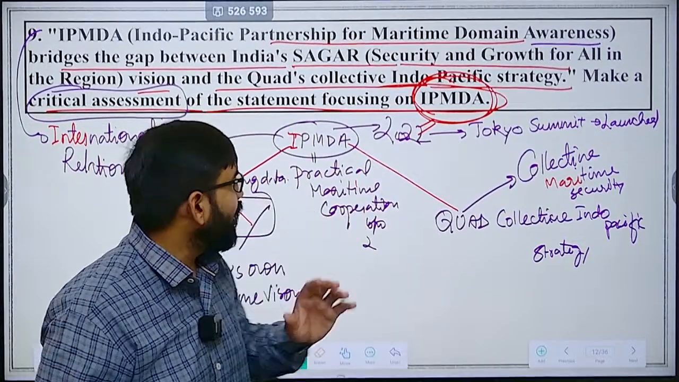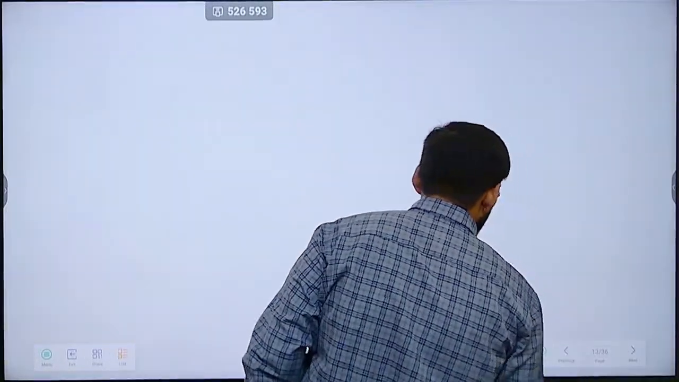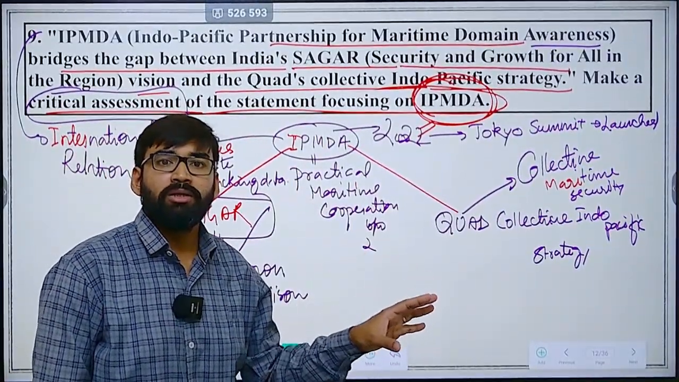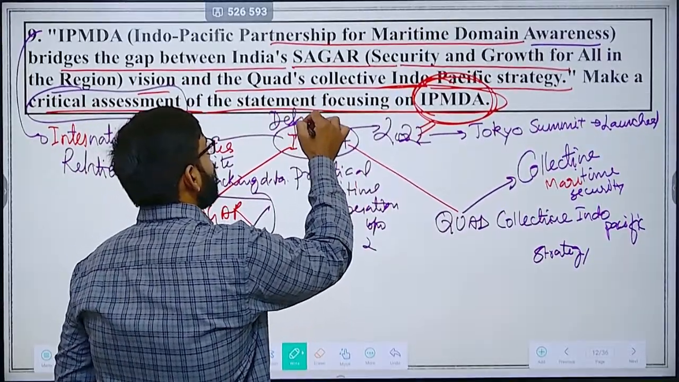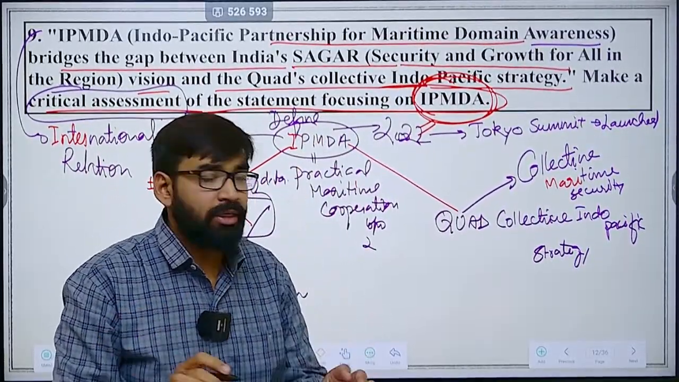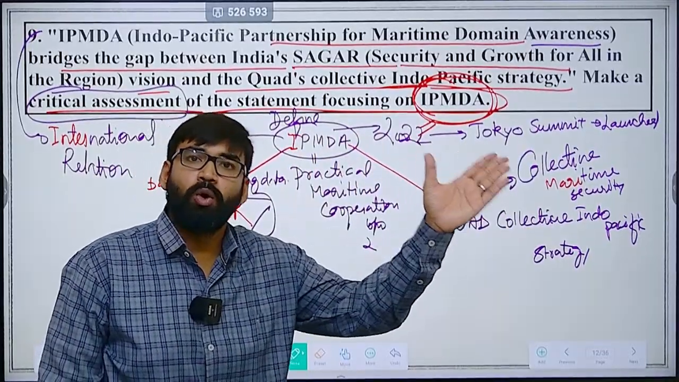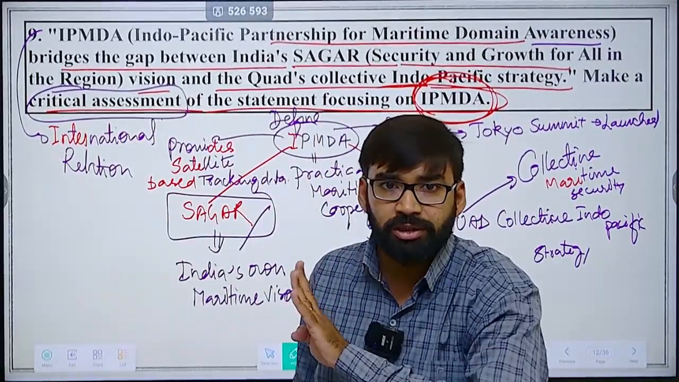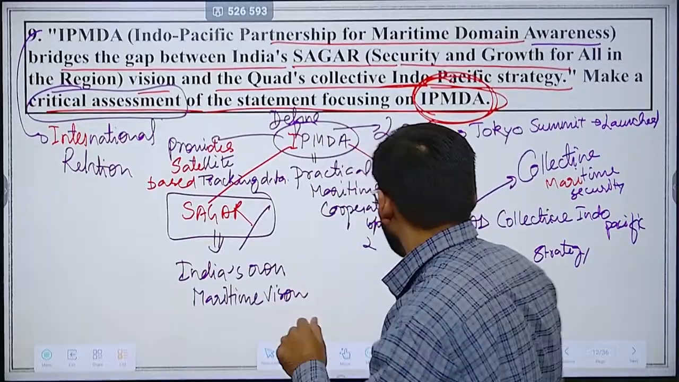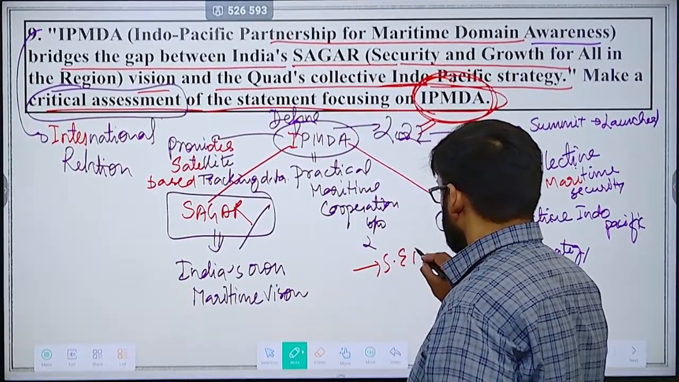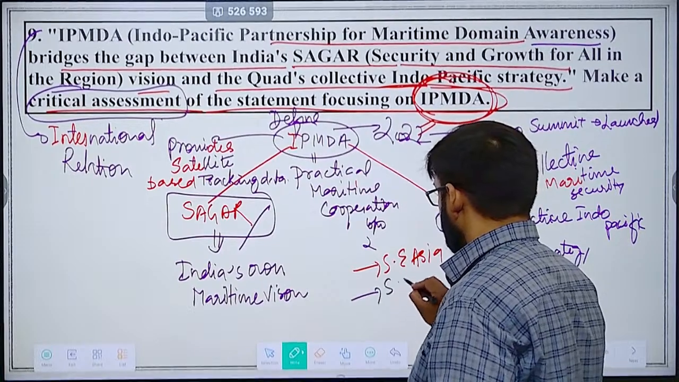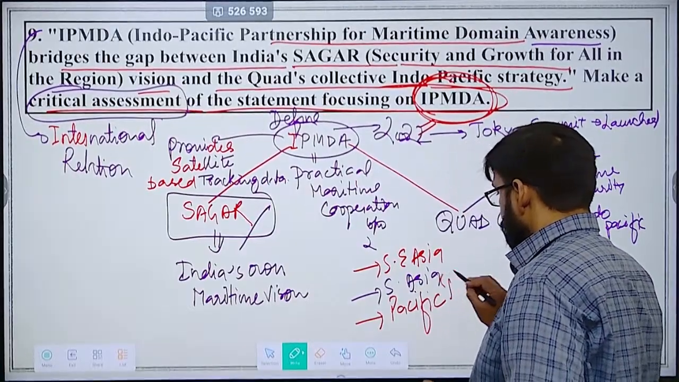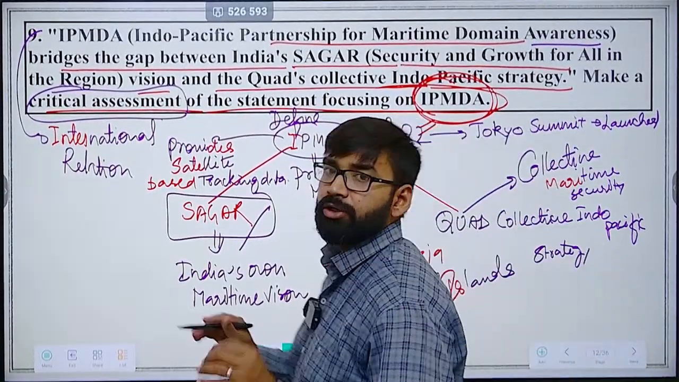So how are you going to write the introduction? You can take the introduction from here itself. Define IPMDA simply. Then mention its 2022 origin. Then mention it operates across three sub-regions. What are those three sub-regions? Southeast Asia, South Asia, and the Pacific Islands. These things you can mention in your introduction.